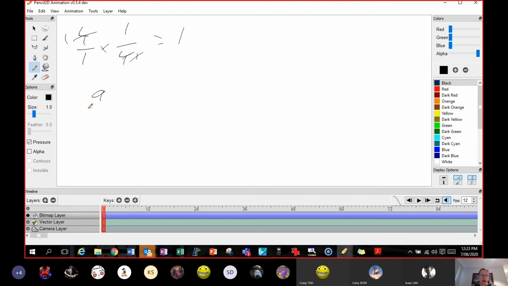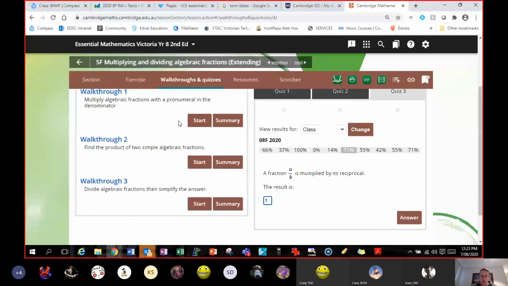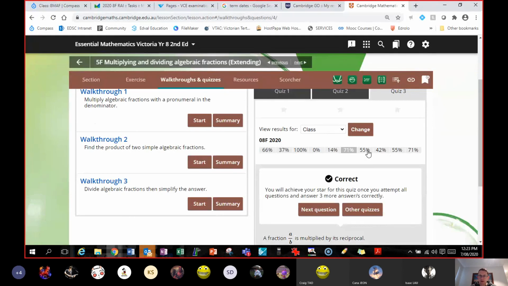So the reciprocal of A on B is B on A. And if you times these two together, it's going to leave you an answer of 1, because that's 1, that's 1, that's 1, right? So the result is 1. So reciprocal is just, you've got to flip it over.